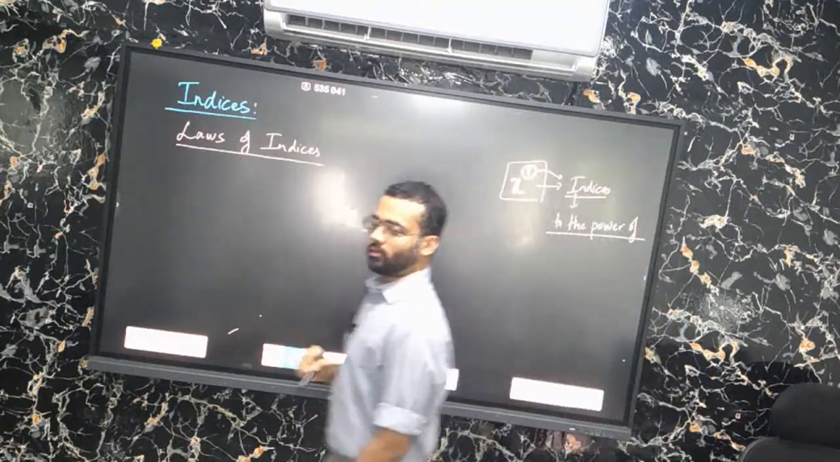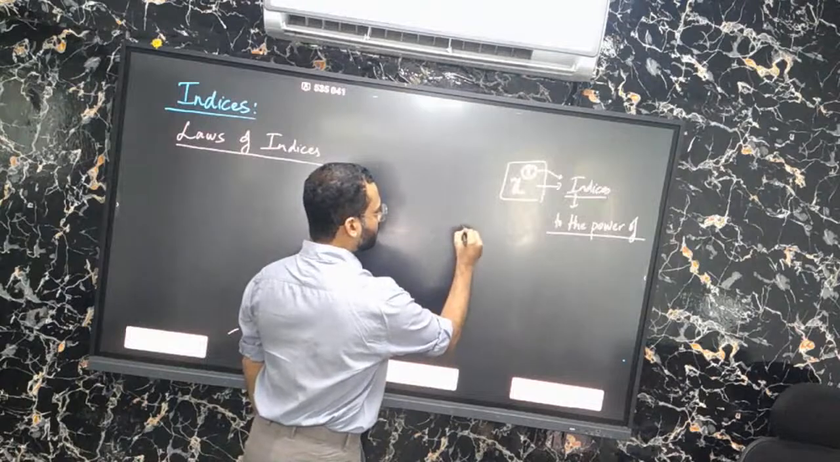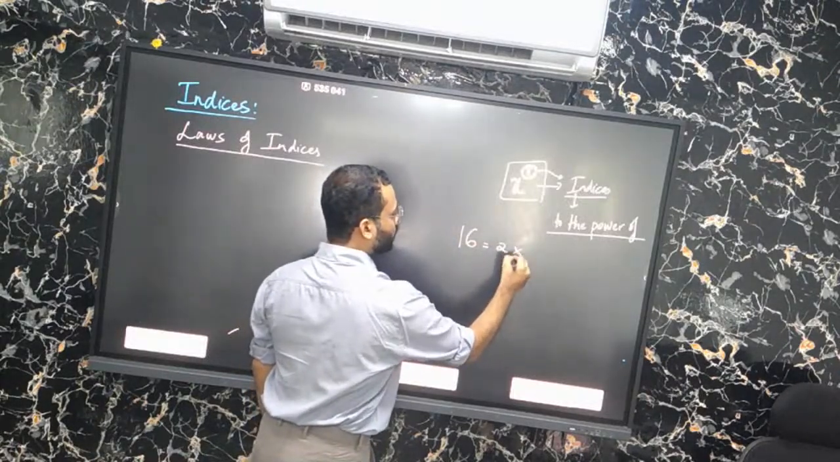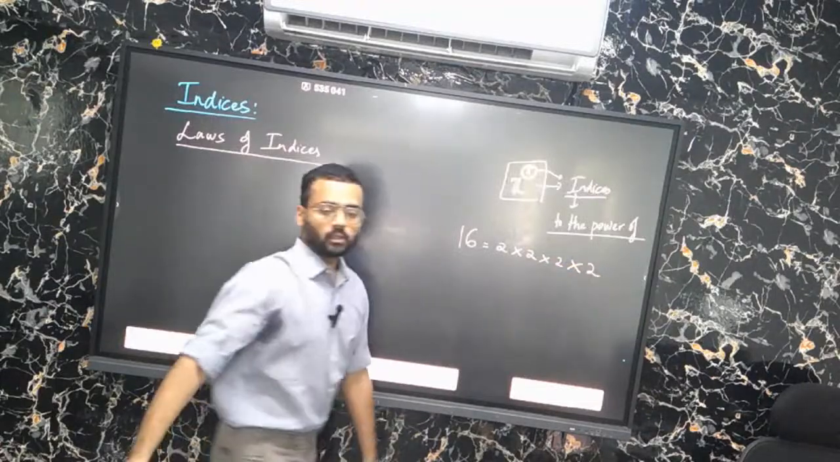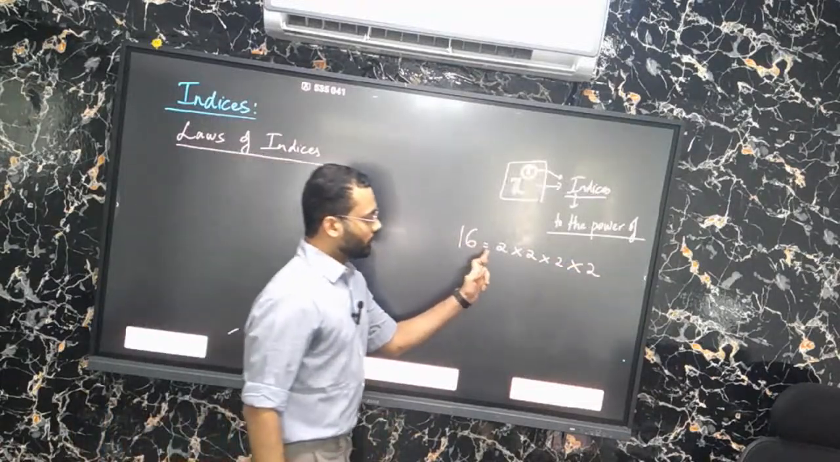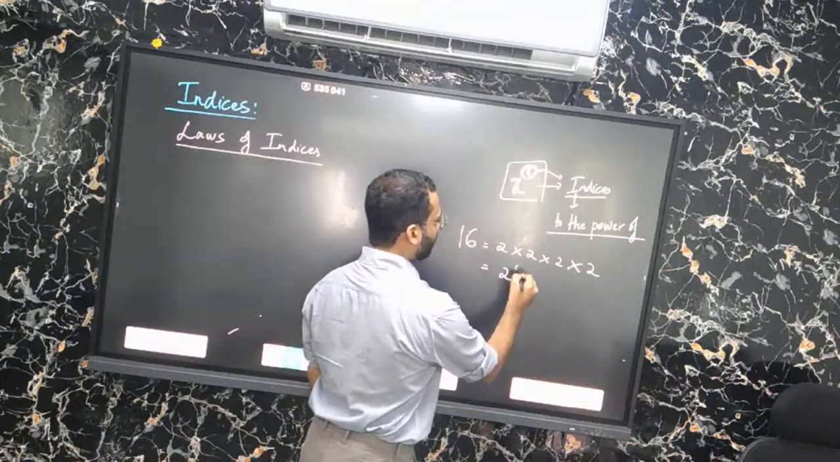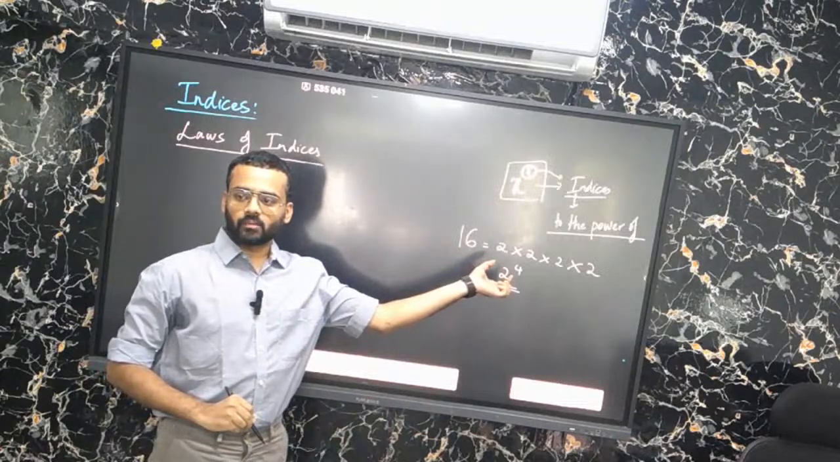So suppose if I say 16, 16 is nothing but 2 into 2 into 2 into 2, right? So 2 is multiplied 4 times, so I can write this as 2 to the power of 4. Can 16 be written as 2 to the power of 4, right?